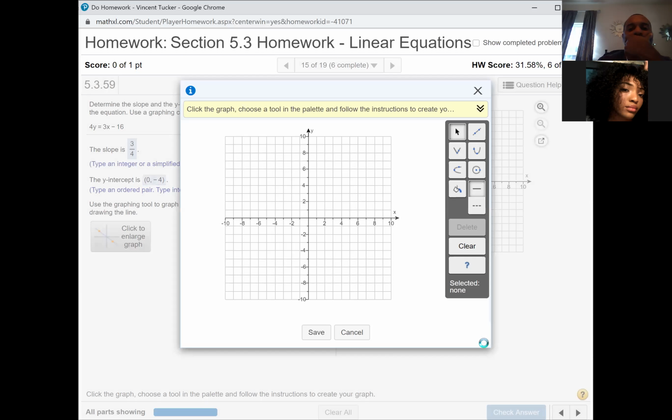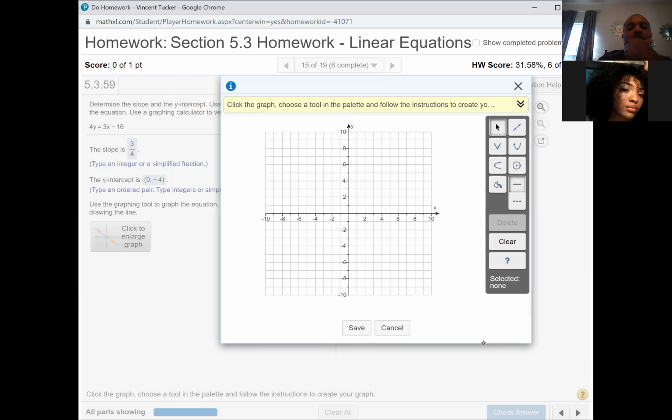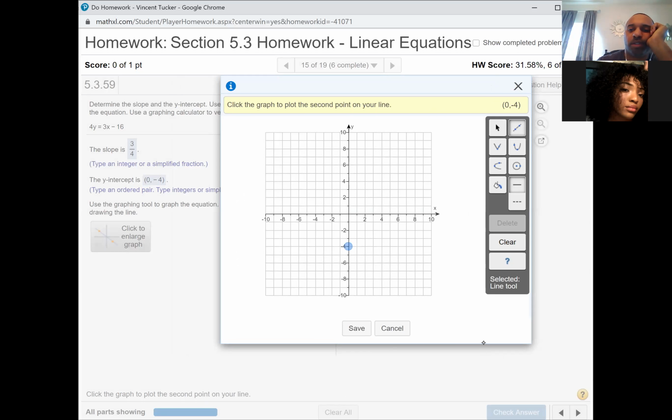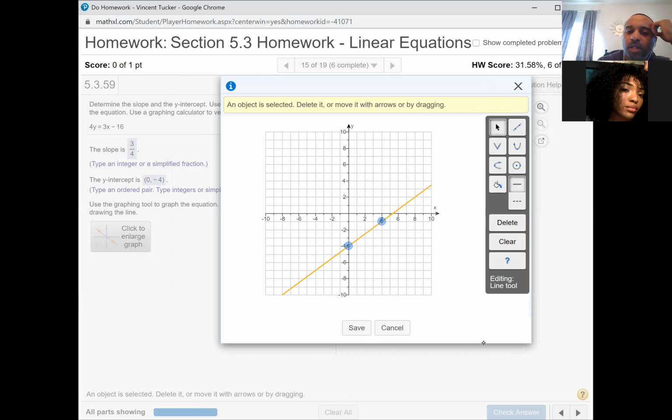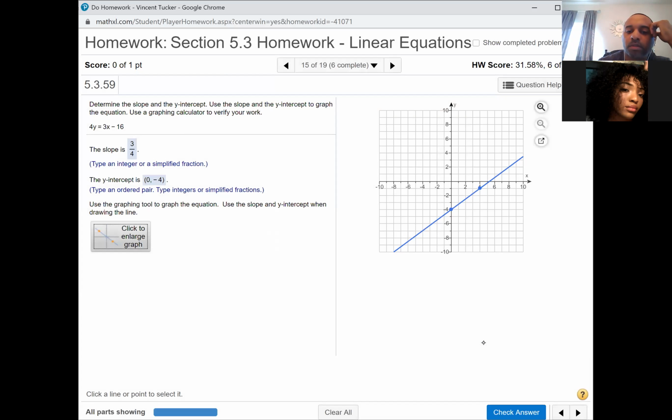Then they ask us to graph. Now remember, you always graph your y-intercept first. So we go to (0, -4). That's right here. And then both values are positive, so that means we're going to go up 3, right 4. So go to either increment. So 1, 2, 3, then right 4. And that should be the line.